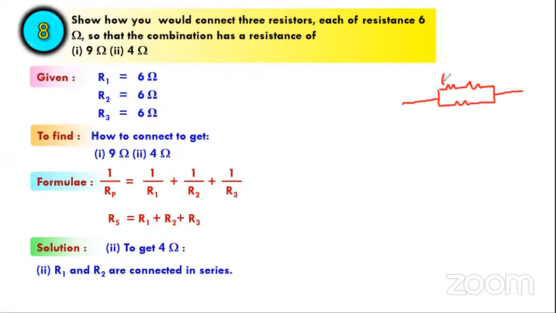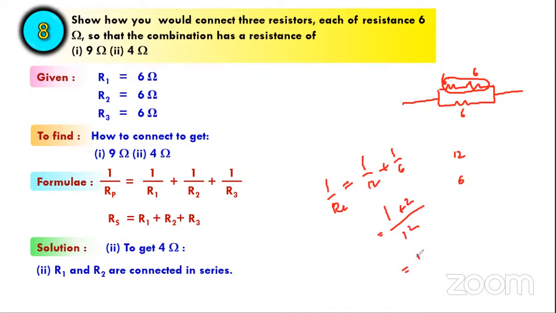So here 6, here 6, here 6. These two are equal, and these two are in series. So you will get 12, and here it is 6. So 1 by 12 plus 1 by 6. How much? 1 plus 2 by 12, that equals 3 by 12. If you reverse it, 12 by 3, which is 4 ohms. Is it right?